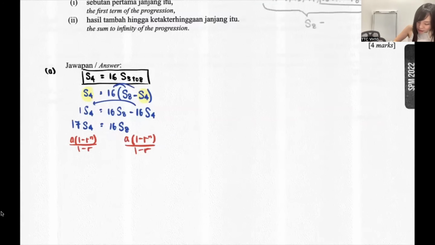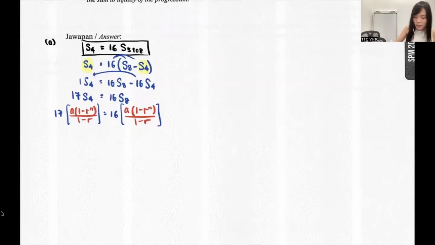Okay, my dear, so this is the formula. 16 is here, 17 is here. I put a bracket, hopefully you guys understand it better. The red color pen is the formula. So do I have the first term? No. Do I have the ratio? No. Nothing at all. How do I find it out, my dear? Remember, this question asks you to show the R. So how do you guys show the R?